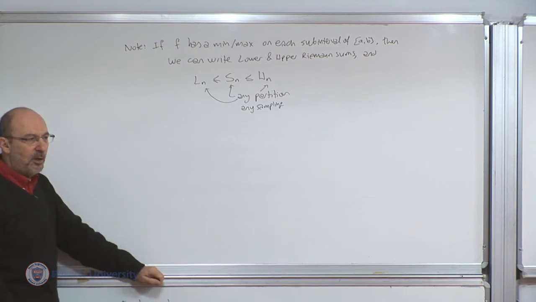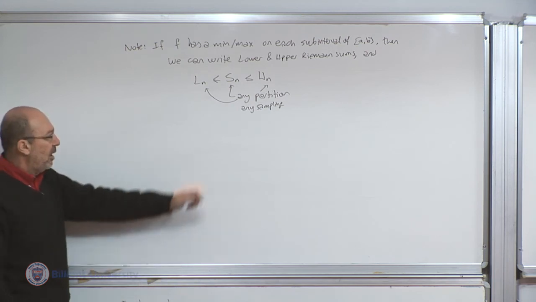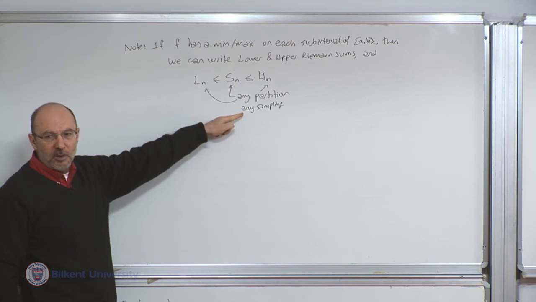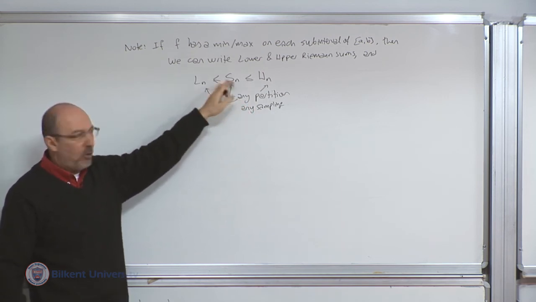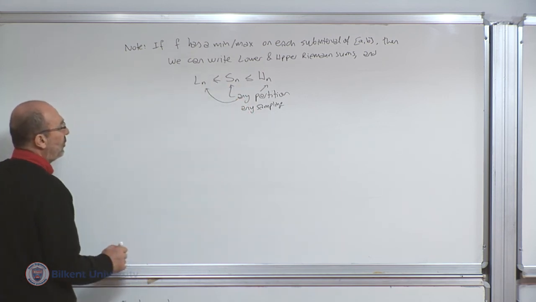So you choose a partition. On that partition, you calculate the lower Riemann sum and upper Riemann sum. And then you choose any sampling. Obviously, the value of the function at that sampling point is larger than the minimum and less than the maximum. So you have this.